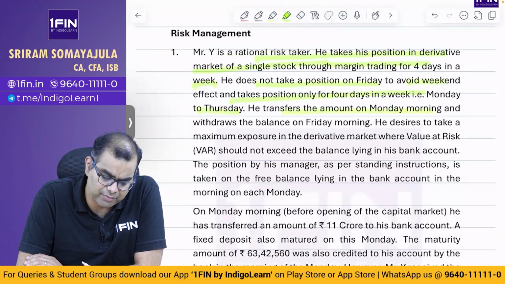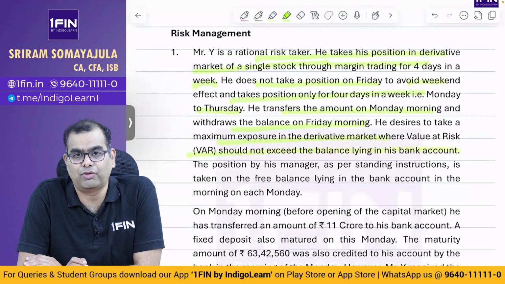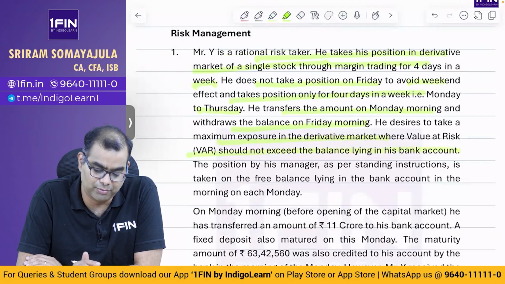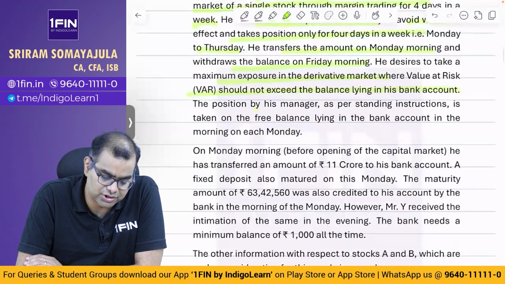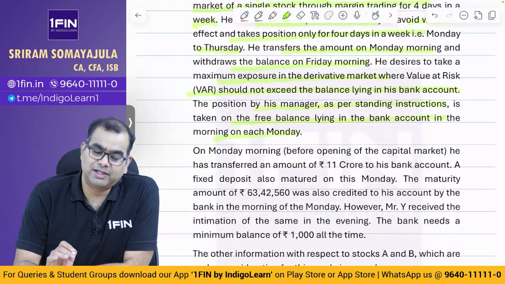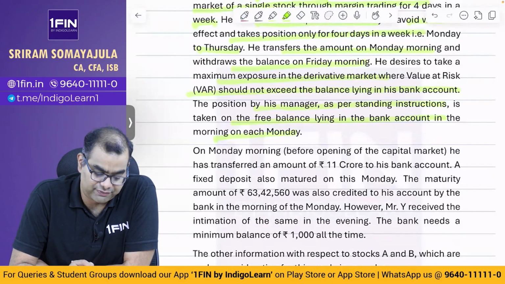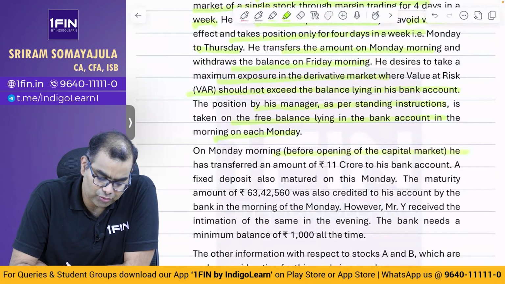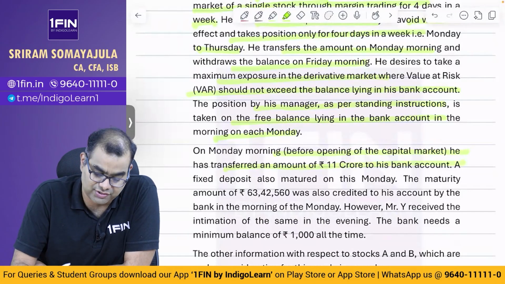He transfers the amount on Monday morning and withdraws the balance on Friday morning. He decides to take a maximum exposure in the derivative market where value at risk should not exceed the balance lying in his bank account. The position is taken by his manager as per standing instructions on the free balance lying in the bank account on Monday. On Monday morning, before opening of the capital market, he has transferred an amount of 11 crores to his bank account.